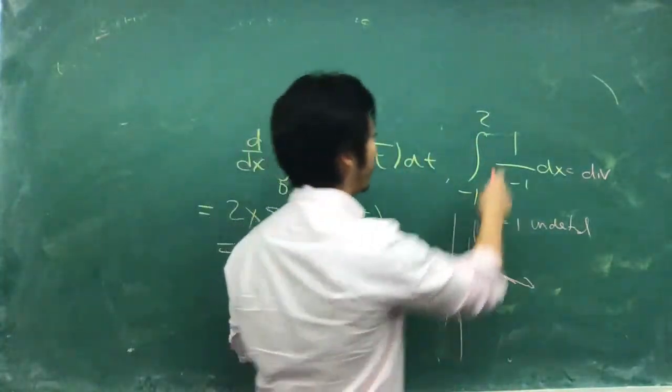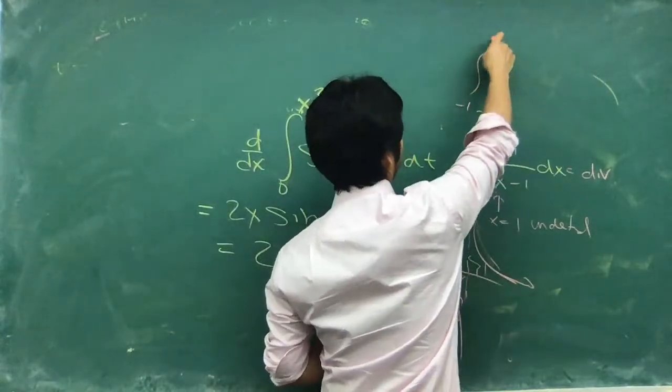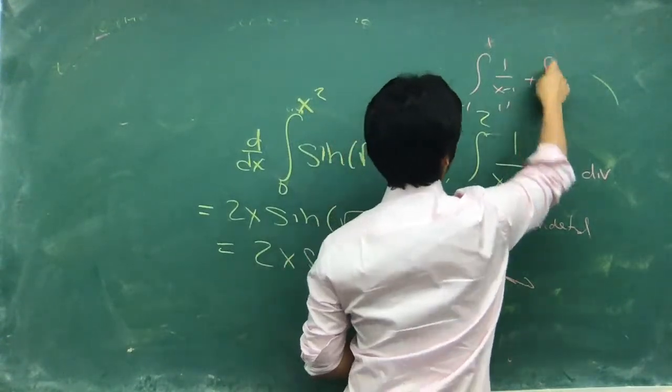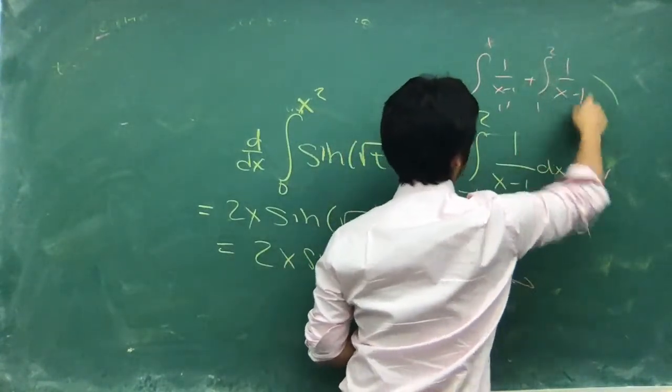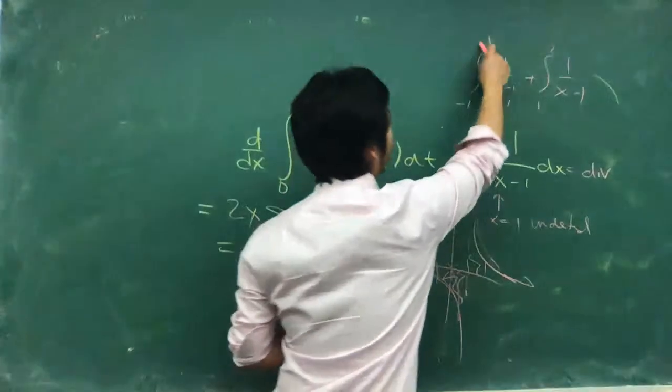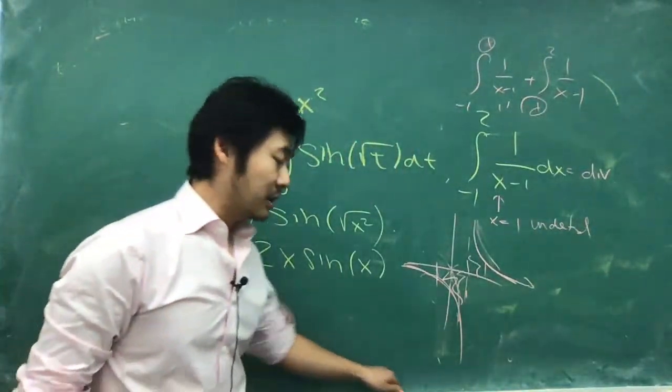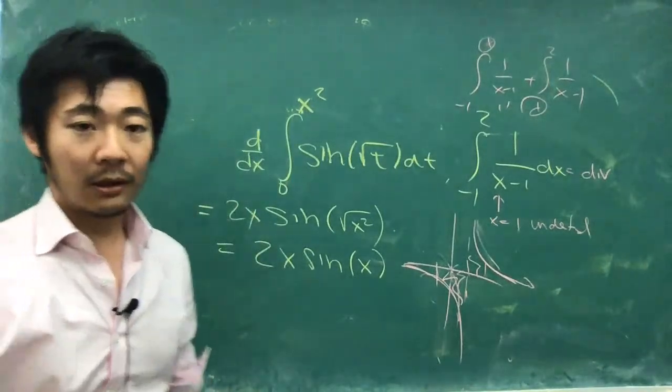And remember, to show that, you just split it up into -1 and 1. 1 over x minus 1 plus 1 to 2, 1 over x minus 1. And then this part and this part, they're discontinuous terms, so they diverge there.